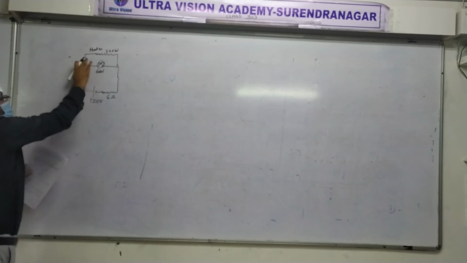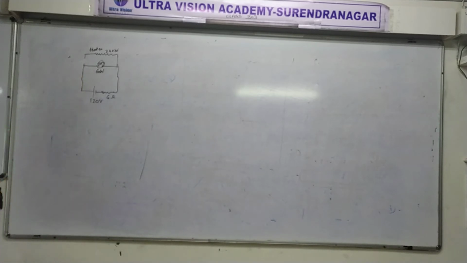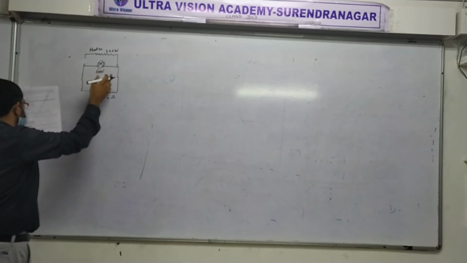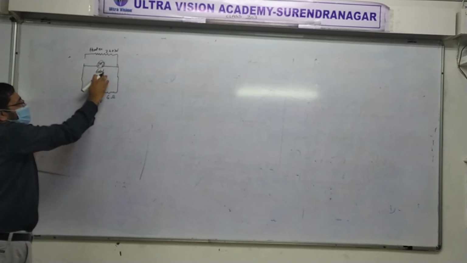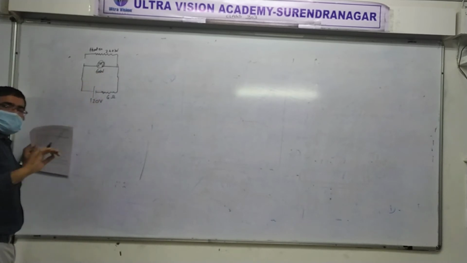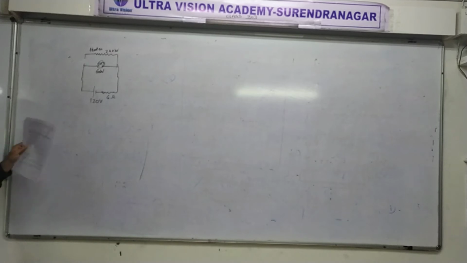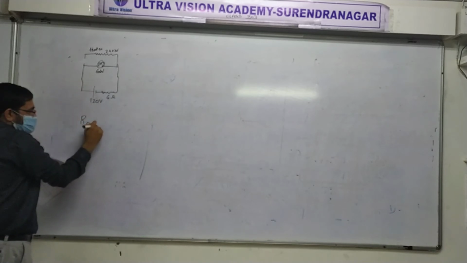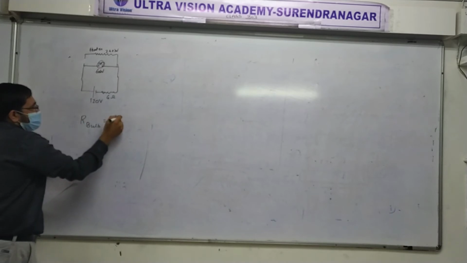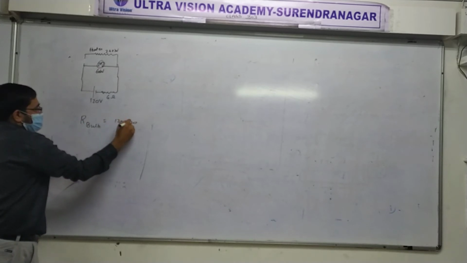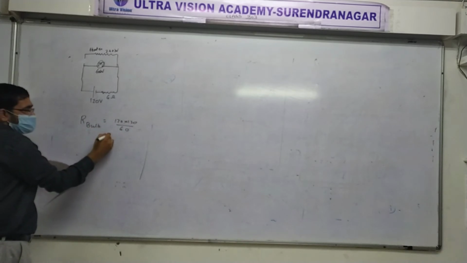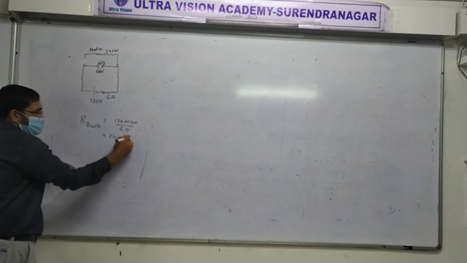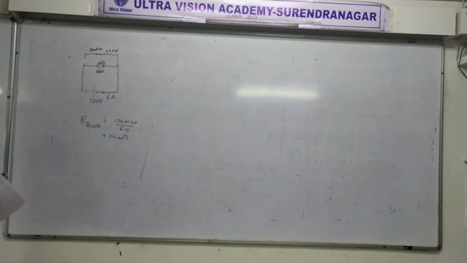First do not connect, keep the switch open. This is 60 watt, and now we are using a simple idea that this is the rated power, then the rated voltage will be 120. So the resistance of the bulb is 120 into 120 upon 60. Yes or no? So that is 240 ohm.